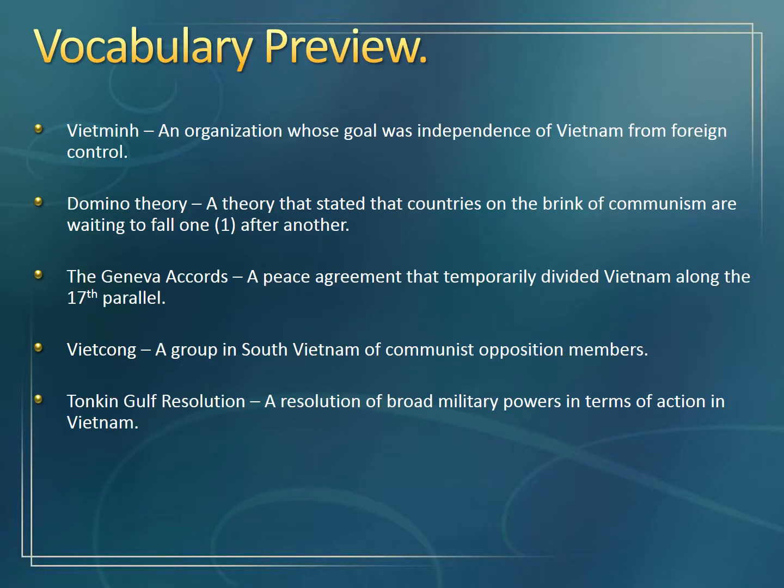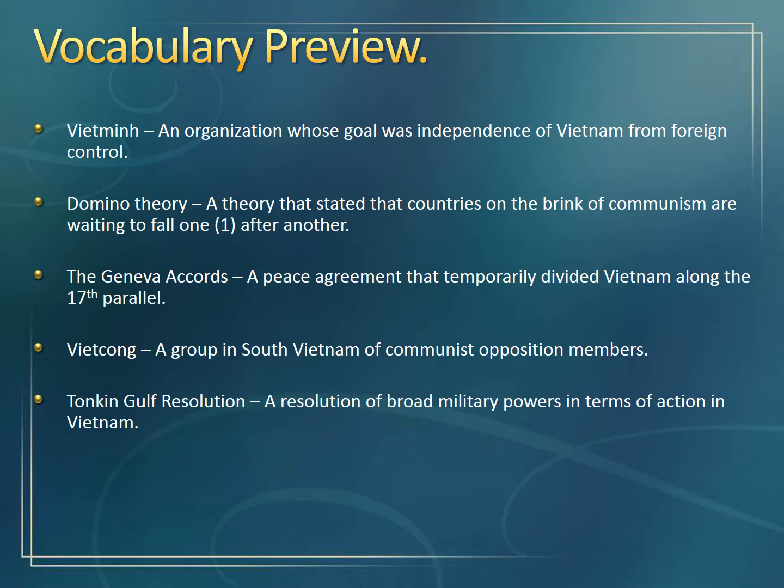Alright, we have a couple of vocab words here. Viet Minh, an organization whose goal was independence of Vietnam from foreign control. Domino theory, a theory that stated that countries on the brink of communism are waiting to fall one after another. The Geneva Accords, a peace agreement that temporarily divided Vietnam along the 17th parallel. Viet Cong, a group in South Vietnam of communist opposition members.